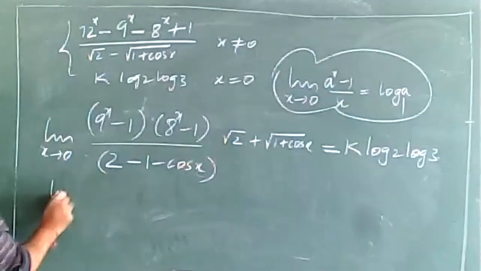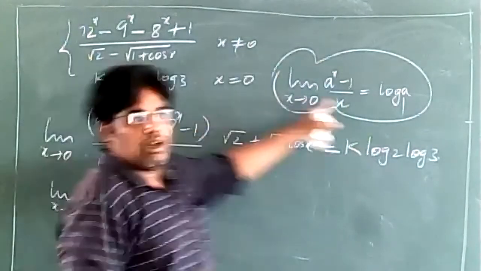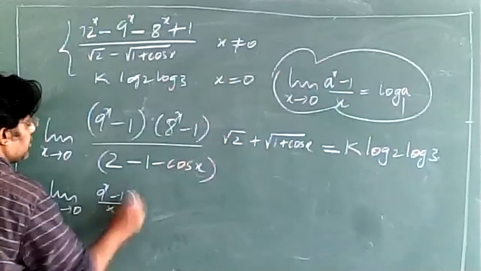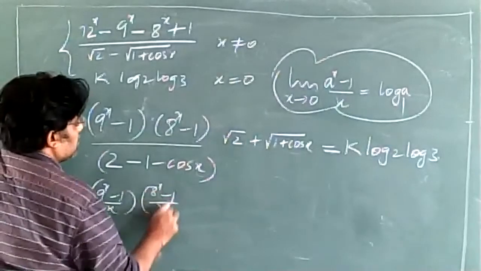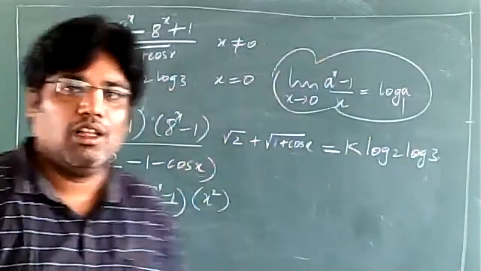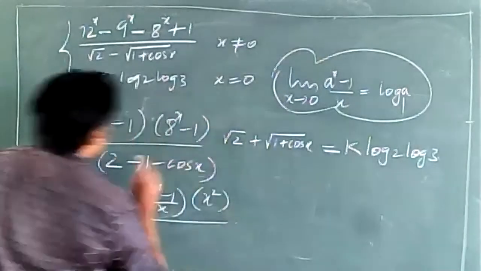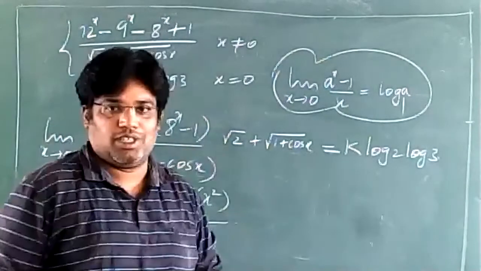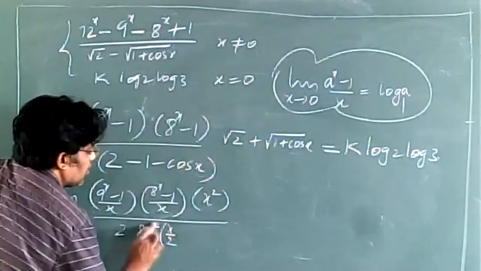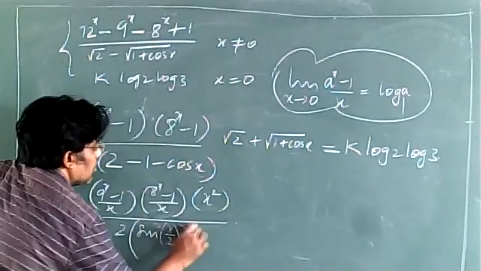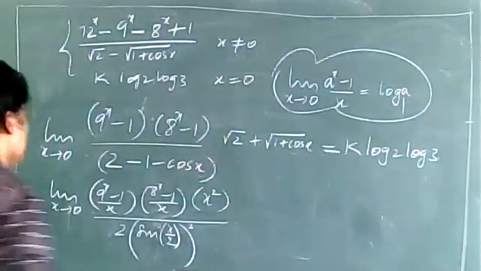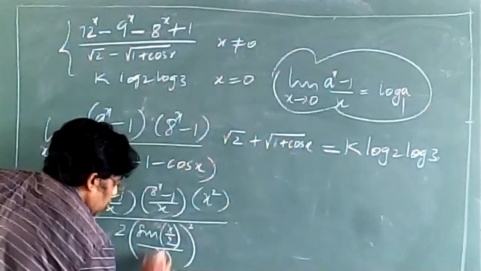Now limit x tends to 0. You should think of this formula: a power x minus 1 by x is log a. Here 9 power x minus 1 by x, 8 power x minus 1 by x, multiplied and divided by x square, so that I can use that formula. Divided by 2 minus 1 is 1, 1 minus cos x. What is 1 minus cos x? 2 sin square x by 2, so it whole square by 2. Sir, why do we have to write the formula? The formula becomes easier than differentiation. Here multiplied by what? x plus x by 2 whole square.